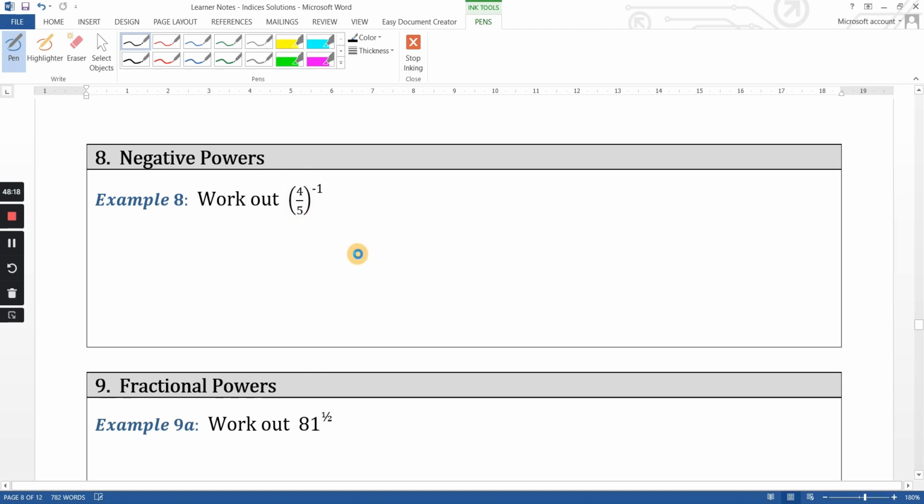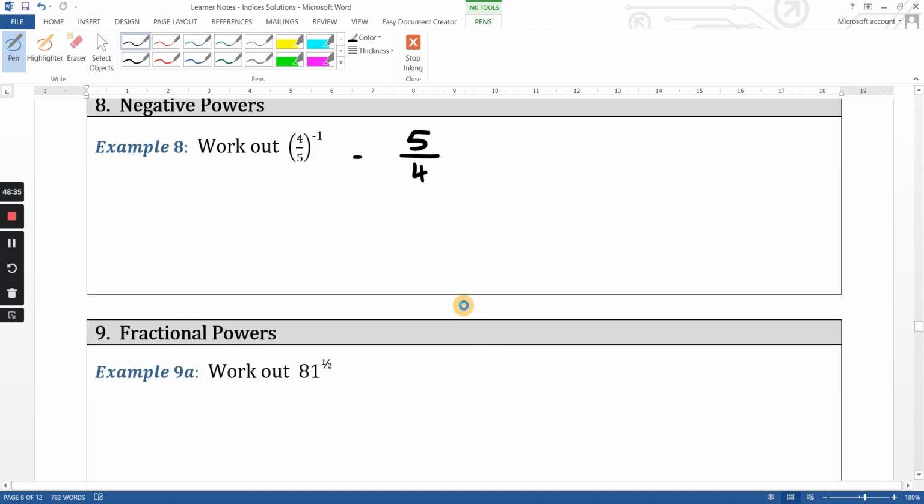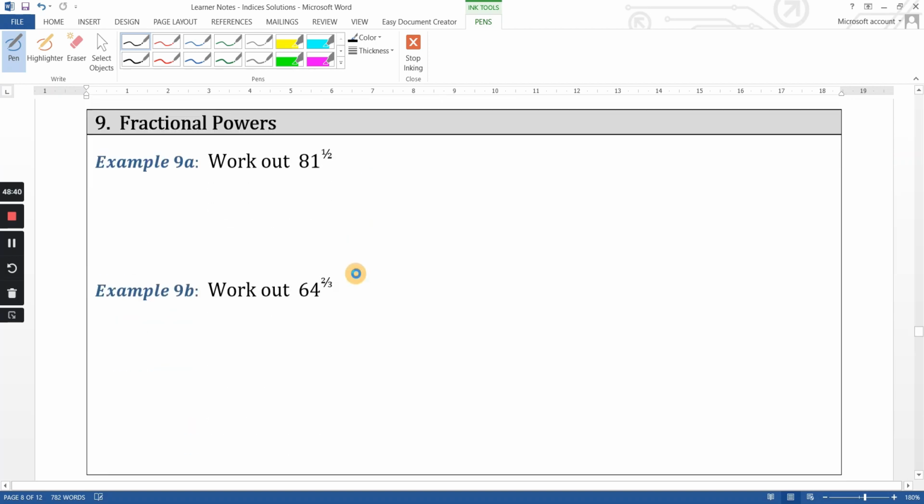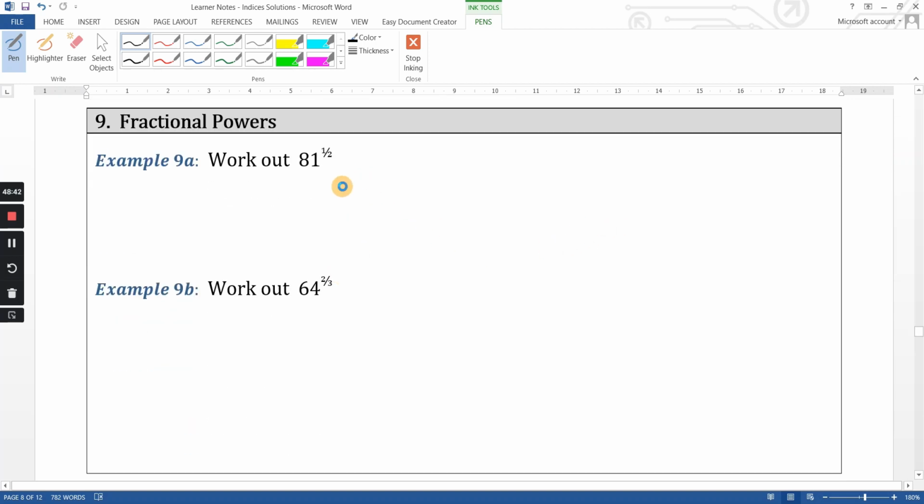Work out 4/5 to the power -1. Again, negative power means it's the reciprocal. Reciprocal means you flip it upside down. So that's going to be 5/4. And that's your answer for that one. And next one, fractional powers. Right, so 9 to the power half, power half means square root. So that's going to be 9.